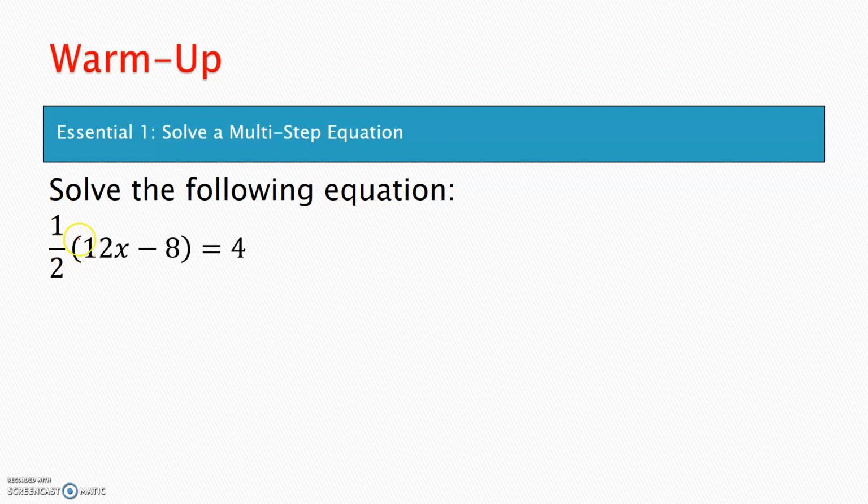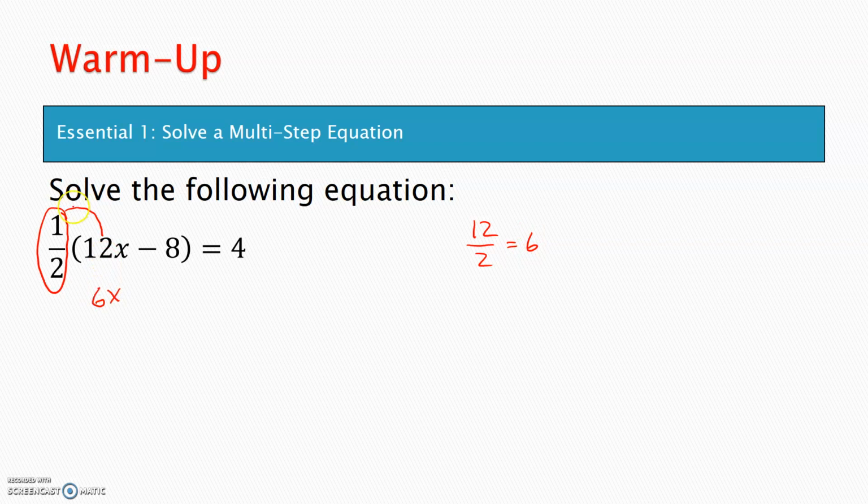So we have parentheses, and I see that I have a fraction up front. I do have to distribute that fraction. So that fraction, 1/2, I multiply times 12. Remember, 1 times 12 is 12, right over here. And then 12 divided by the 2 gives us 6. So this actually turns into a 6x.